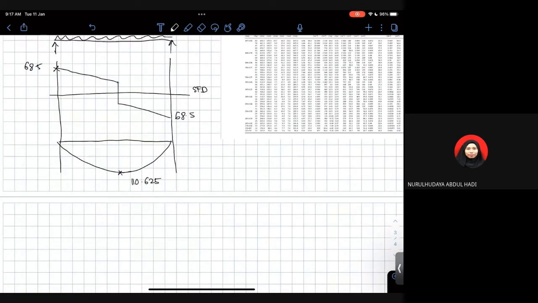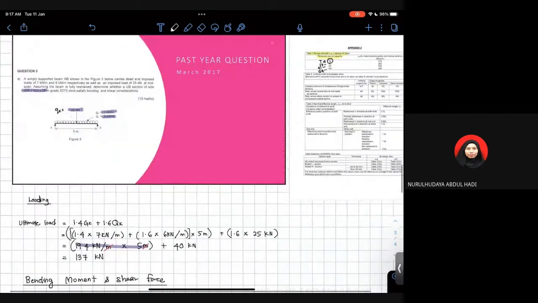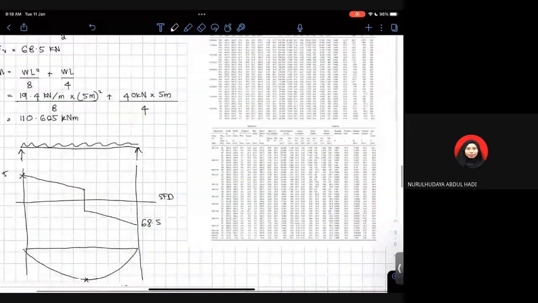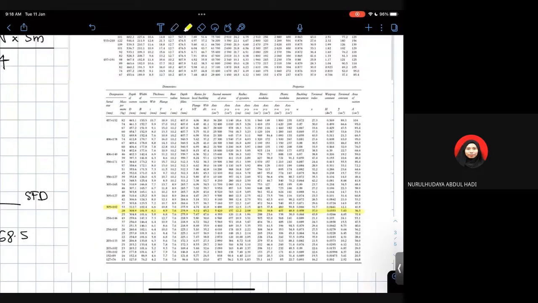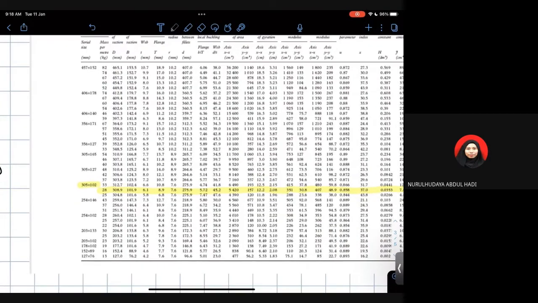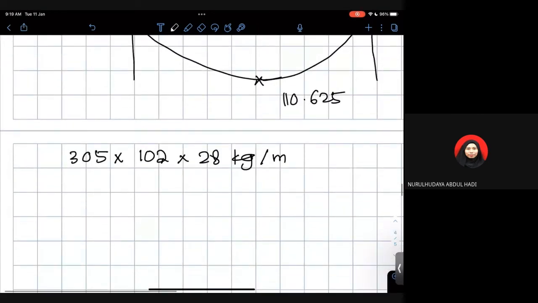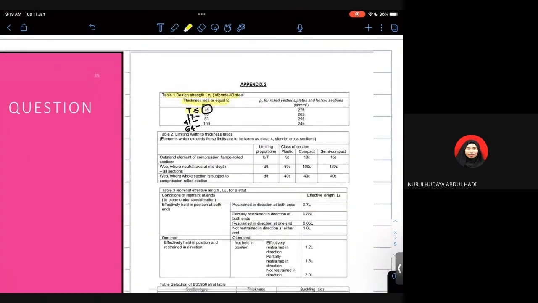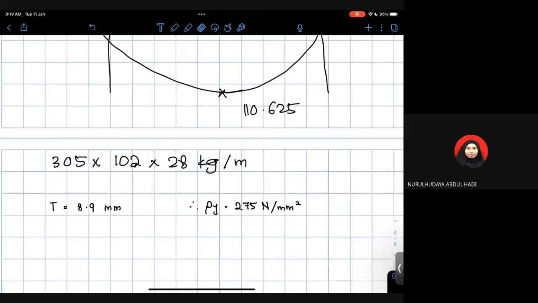Next, tak payah assume sebenarnya, sebab dia dah bagi section. Since the section kita 305x102x28, then we look at kat mana 305x102x28 ni daripada this table. Soalan suruh you pakai, jangan ambil section lain. Check dia punya T, 8.9, sebab kita nak tahu the value for PY. Bila T is less than 16, which is the first one, PY is 275. Dan kita boleh confirmkan balik SX ni okay or not. Kita kira SX walaupun kita dah ada suggested section.